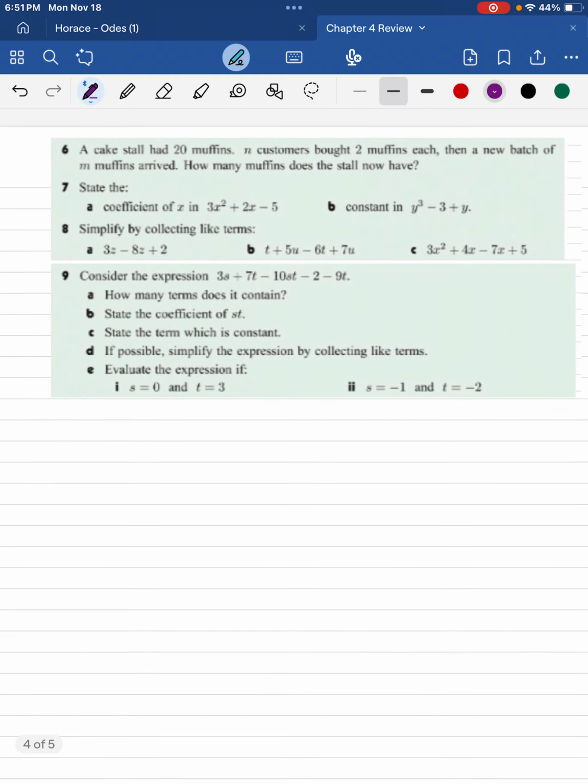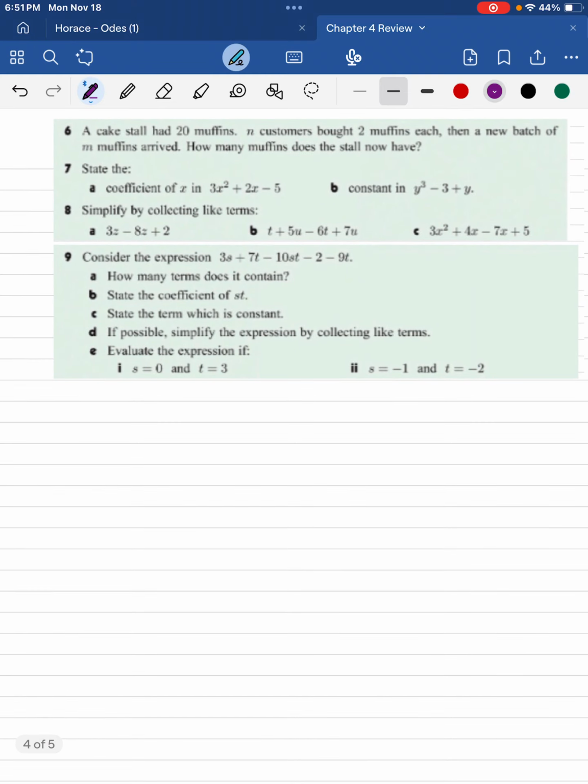Part 6, 7, 8. 6 is another one where we have to plug in. N customers bought 2 muffins each, then a new batch of M muffins arrived. How many muffins does the stall now have? So a cake has 20 muffins. We want to figure out how many were sold. N customers bought 2 muffins each. So we need to remove the amount that they bought. That's going to be 2 muffins each per person, and there's N people. Then a new batch of M muffins arrived. So we add back on the M.